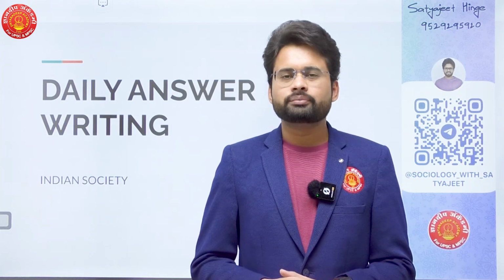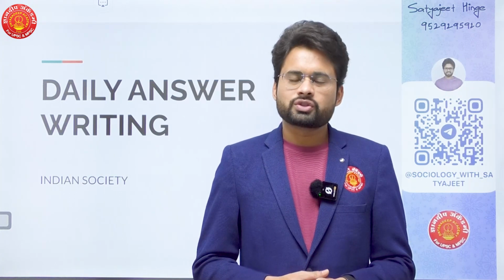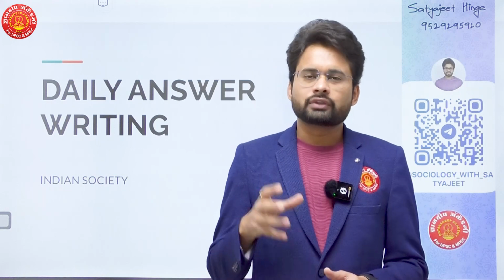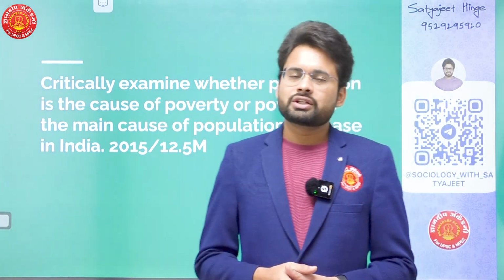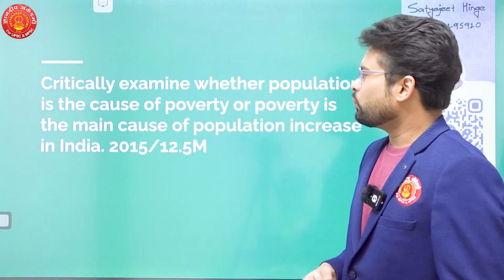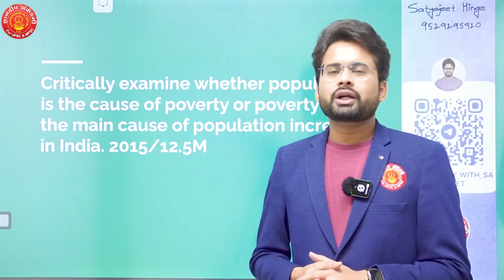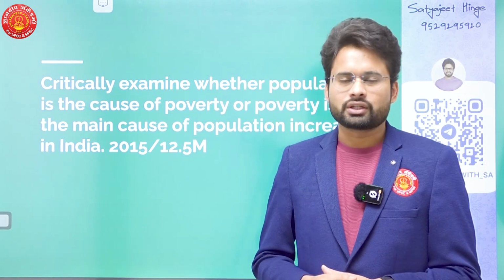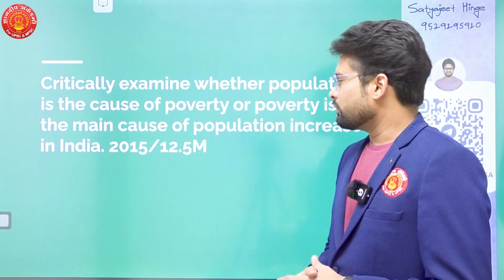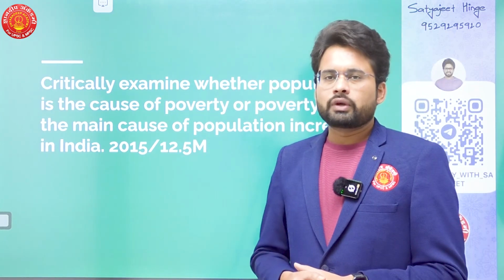As I am faculty for Sociology Optional and Society, I would like to pick one question from Indian Society GS1, and that question I would like to first read. The question is about two important topics in GS1 Indian Society. These two topics are poverty and population. The question was asked in 2015 for 12.5 marks.